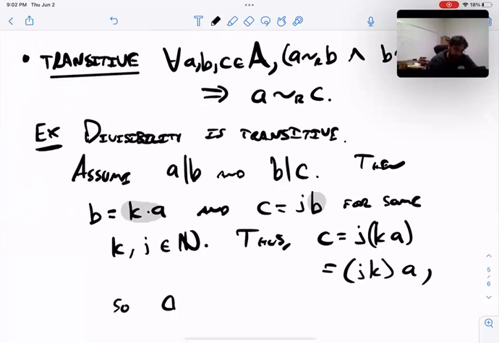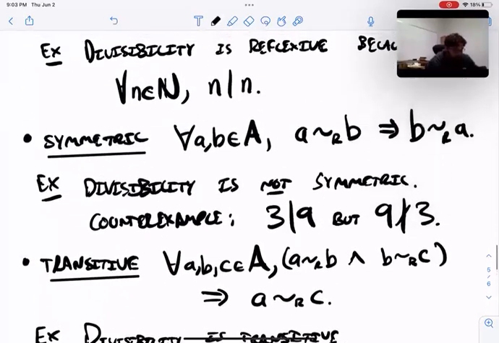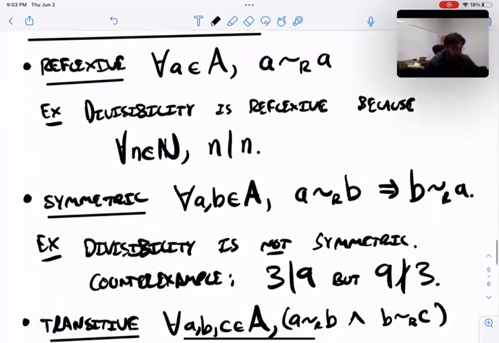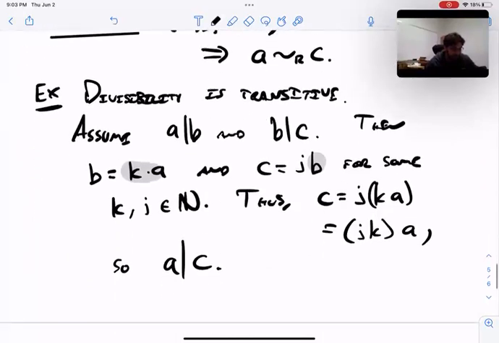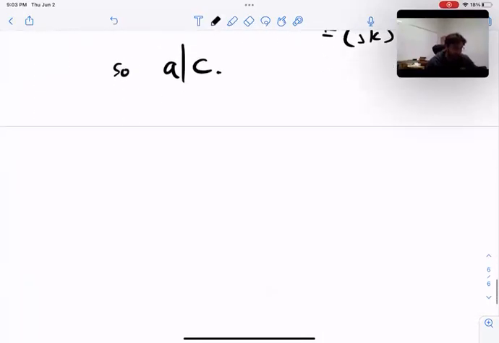So A divides C because C was A times something, right? So divisibility is transitive. These are some super nice properties of relations: reflexive, symmetric, transitive. These are the ones that probably come up the most often, but there are some other properties that are worth mentioning. There's asymmetric.